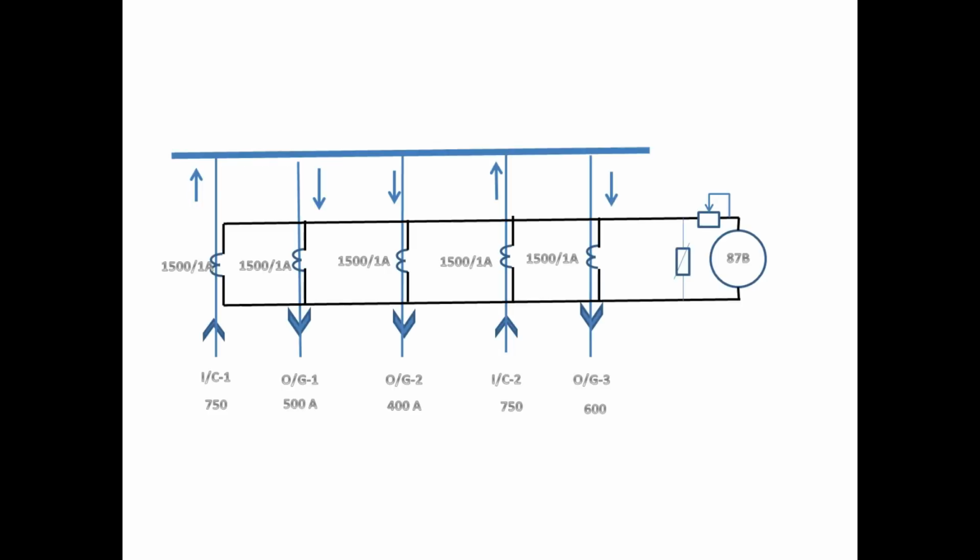Now we go for fault condition. There are two types of fault condition: internal fault and external fault. For internal fault, relay has to trip. For external fault, should not give trip. First we see external fault.